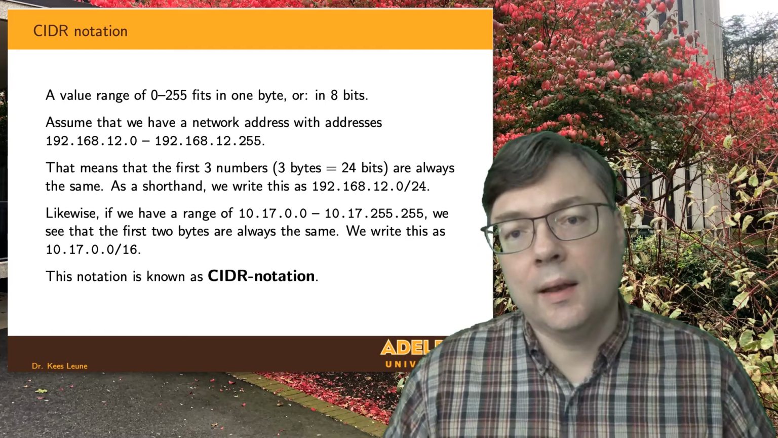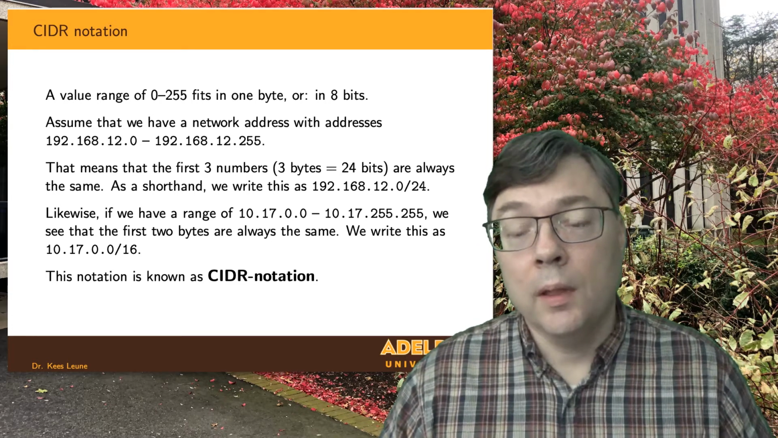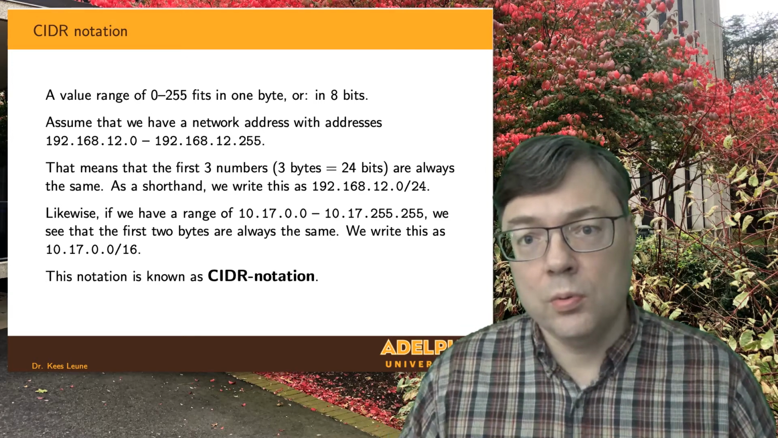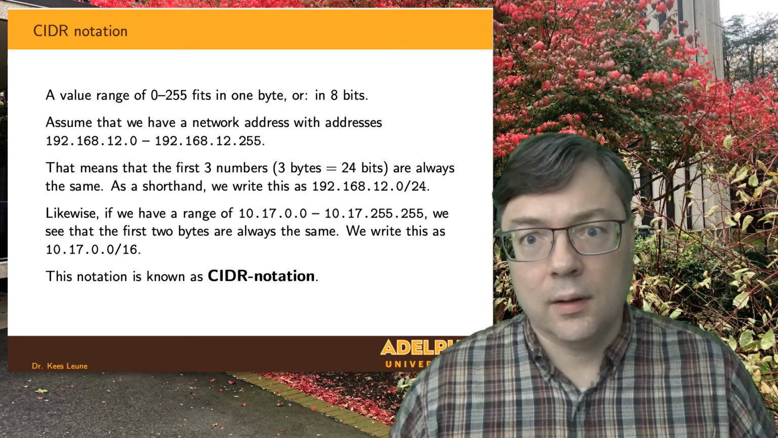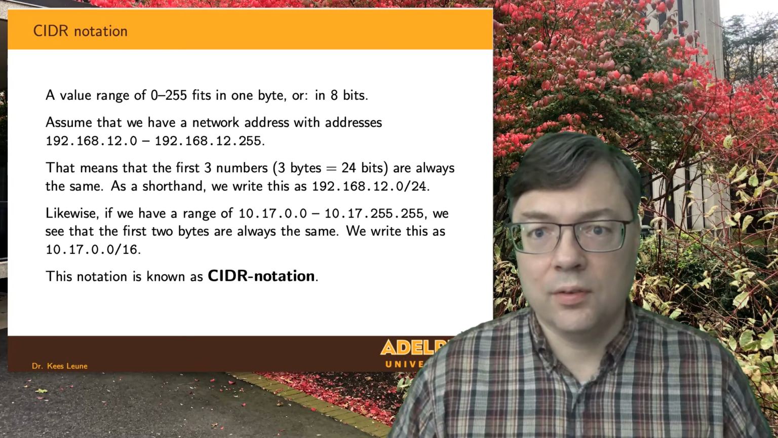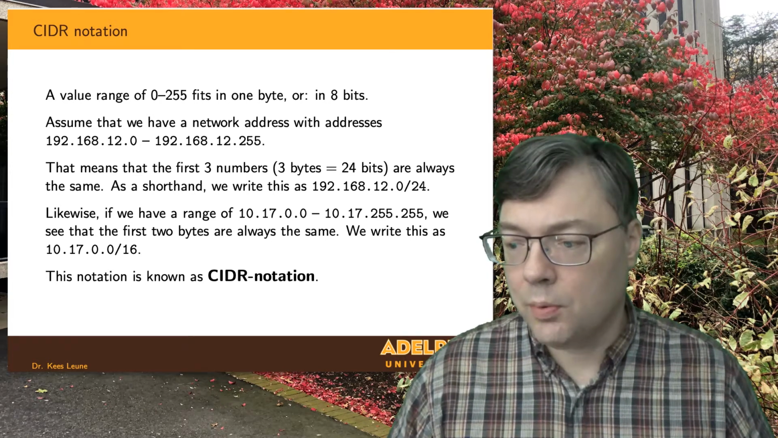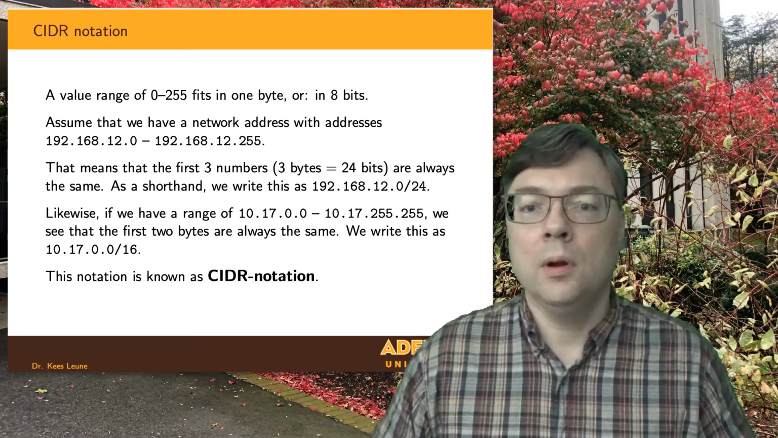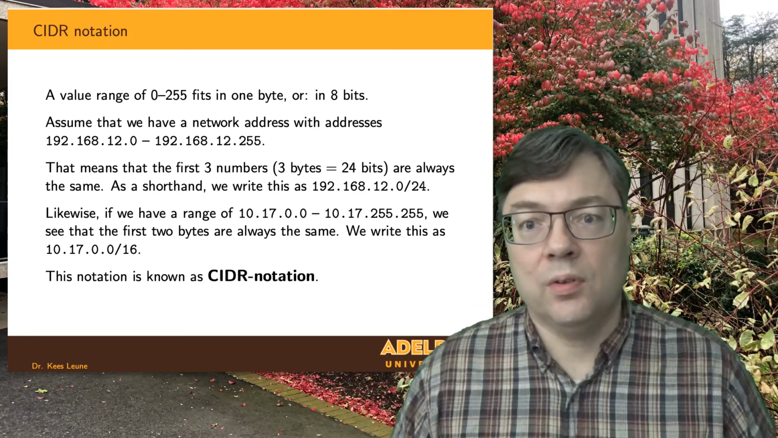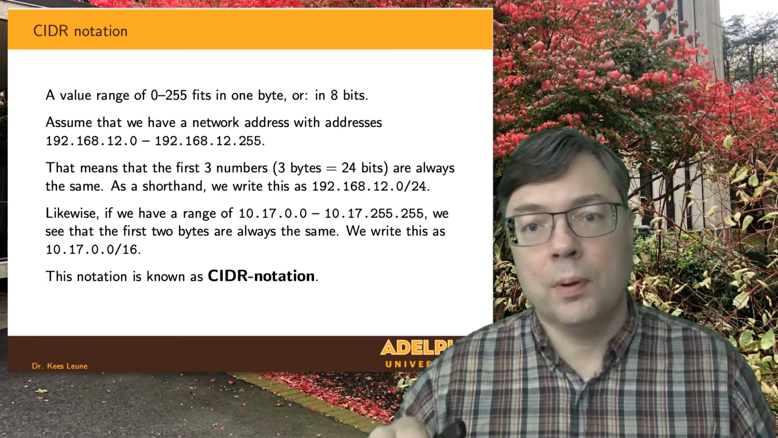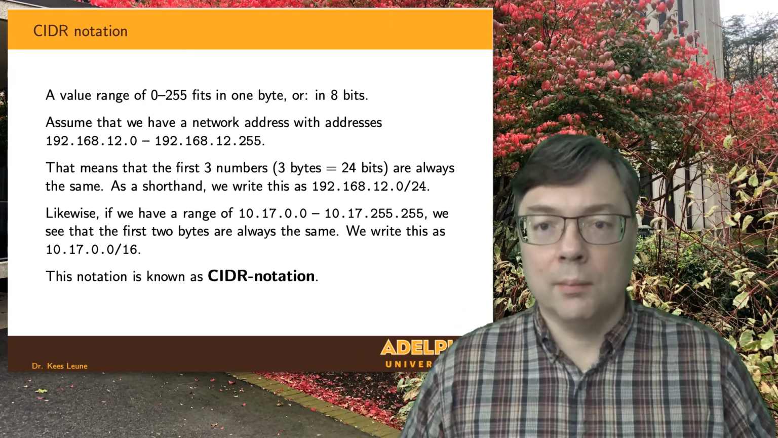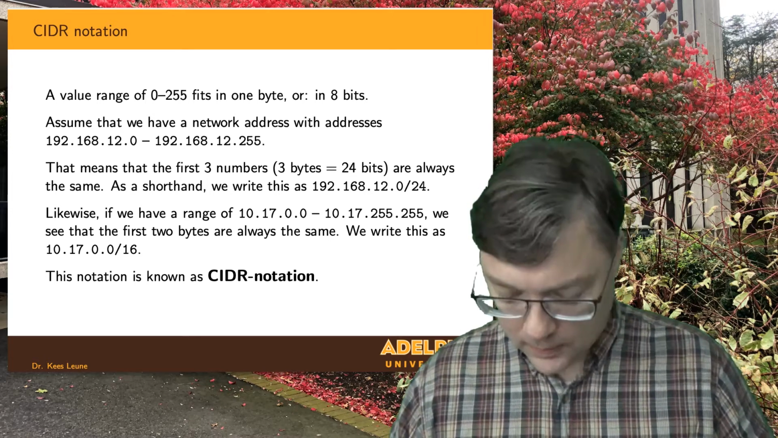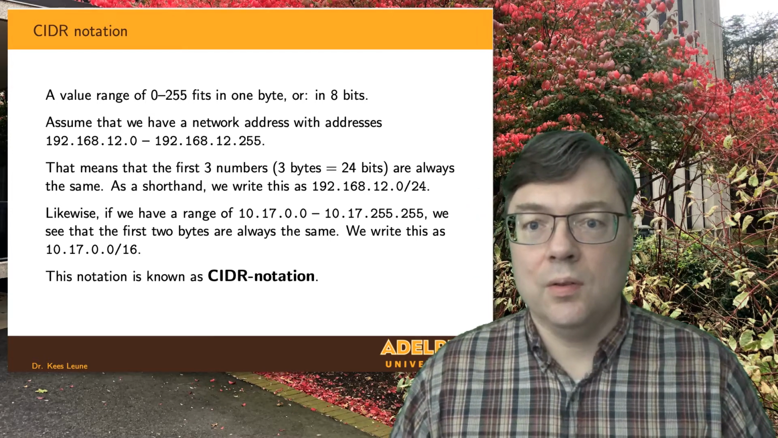That is how we write down a network. And so to figure out how many computers are on a network, you would take 32 minus the number that is shown after the slash. In this case, for example, if we look at 192.168.12.0/24, 32 minus 24 is 8. That means that I have 2 to the power of 8 possible IP addresses on my network, and that's 256. So that's what that notation means if you ever see that.